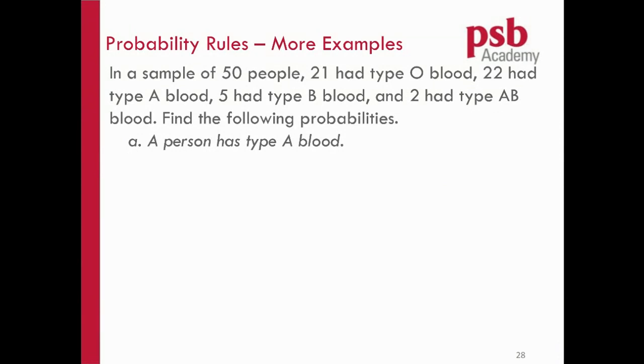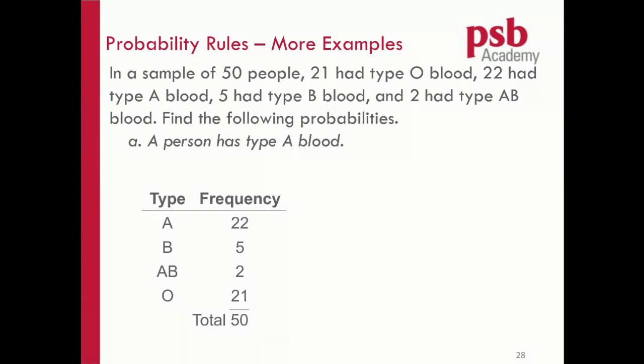Okay, so let's look at these probability rules. We are going to combine all these rules and see what we can figure out. In a sample of 50 people, 21 had type O blood, 22 had type A blood, 5 type B, 2 AB. So it will be good if we can put down everything in table form. It's so much clearer.